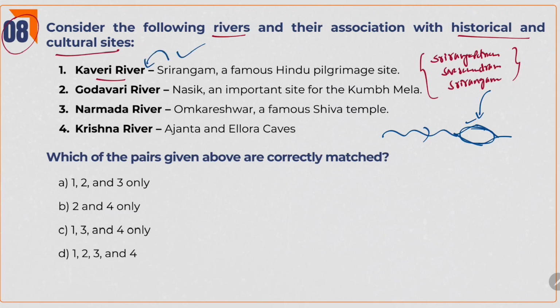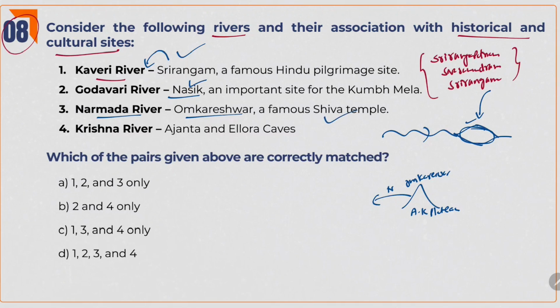This is the right one. Godavari river, Nasik. It is an important site for Kumbh Mela. Yes, the Godavari river itself originates at Nasik. So, this is also right. Narmada river, Omkareshwar. Actually, you guys know that the Narmada river originates from the Amarkantak plateau. Here only we can see the famous pilgrimage site for Shiva that is known as Omkareshwar. So the third option is also right.